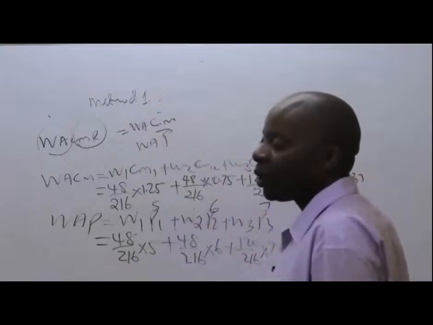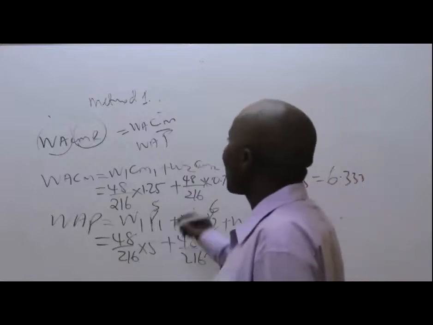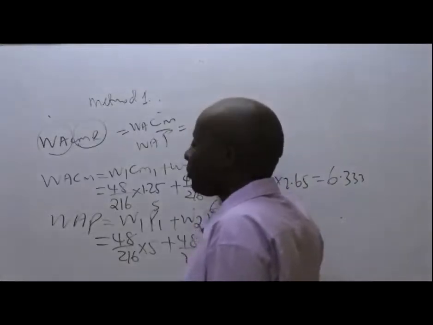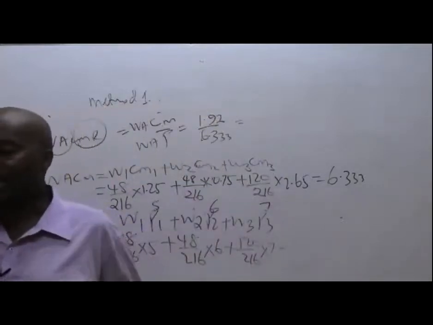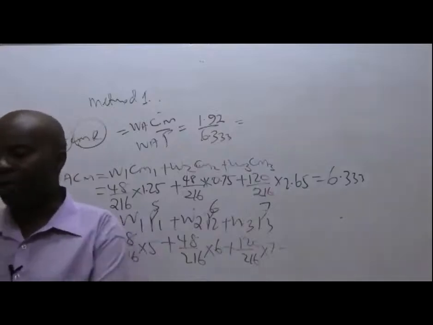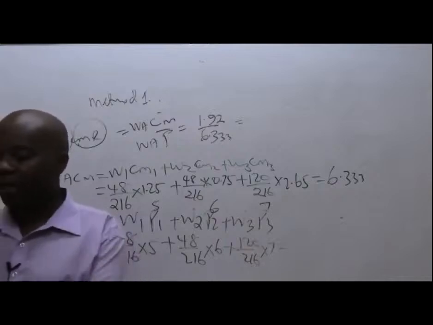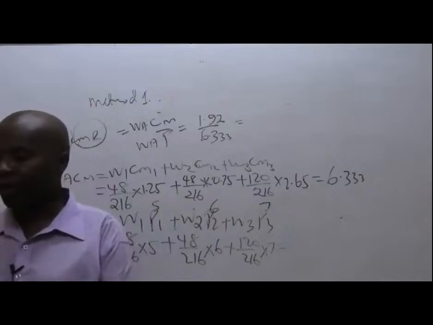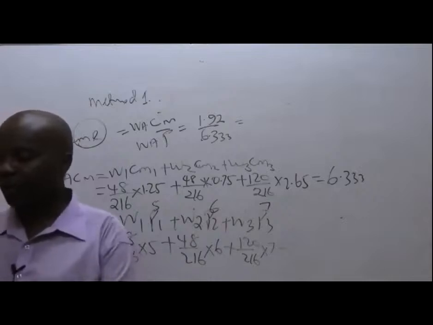6.33. And then if you want to know that we are correct in both methods, save for rounding off errors, come and say here the WACM is 1.92 over 6.3333. Just try doing that. And then you give me the answer for our weighted average contribution margin. Ah, great. I can see what Mary Njoroge is getting. But unfortunately, she is the only one who is able to give me a figure.